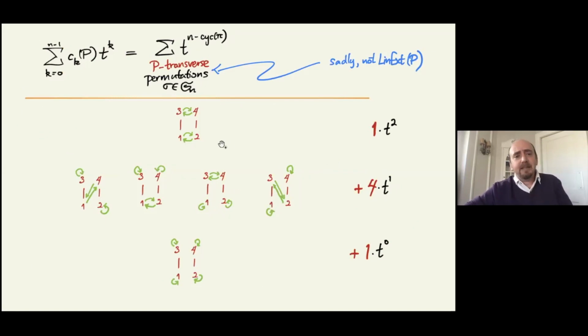Okay, and here, in fact, these are all the p-transverse permutations. In this case, because my poset had width 2, it turns out that there is only one p-transverse permutation for each p-transverse set partition. So the fiber sizes are all 1. And so this picture looks very much like the picture of the p-transverse set partitions. There's only one way to orient the cycles. And now we're counting these p-transverse permutations according to their number of cycles, essentially.